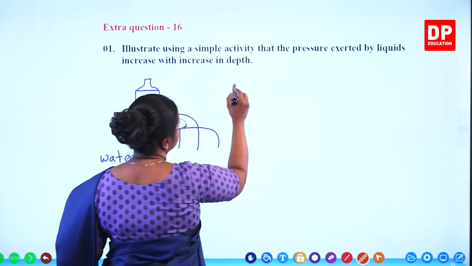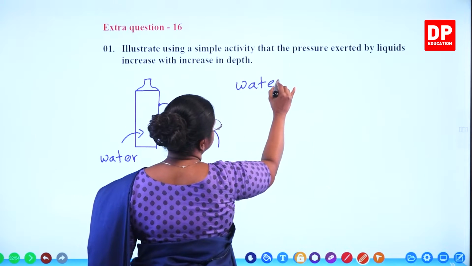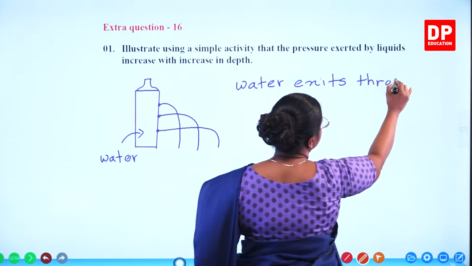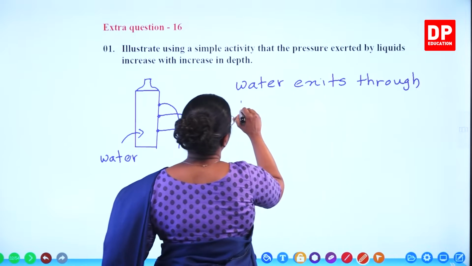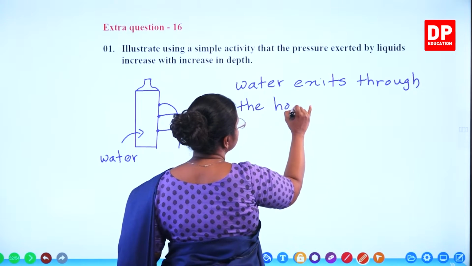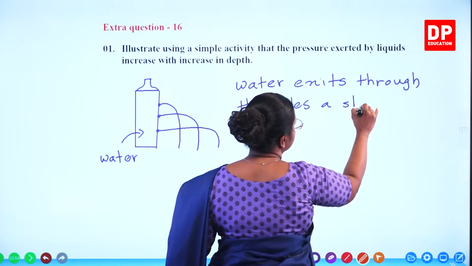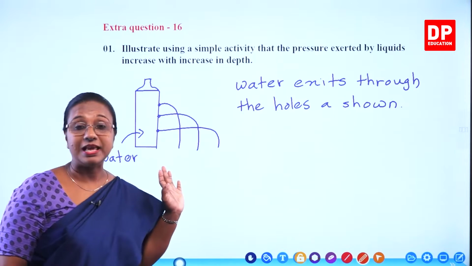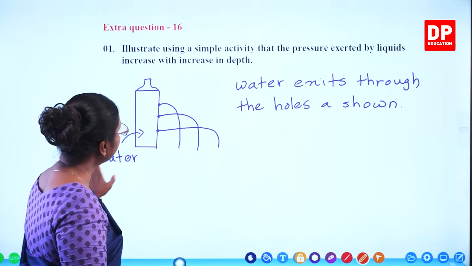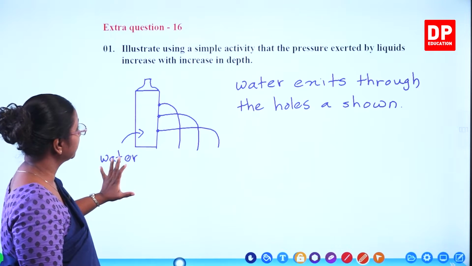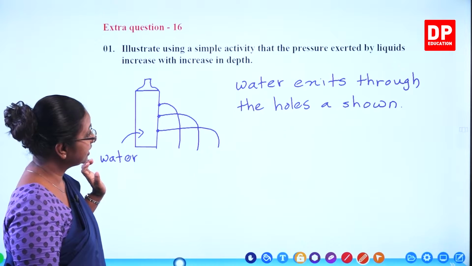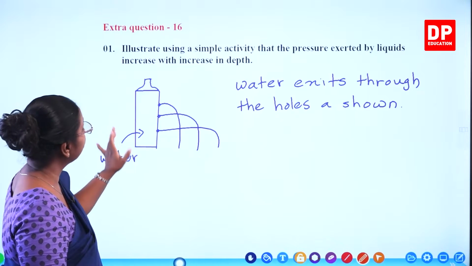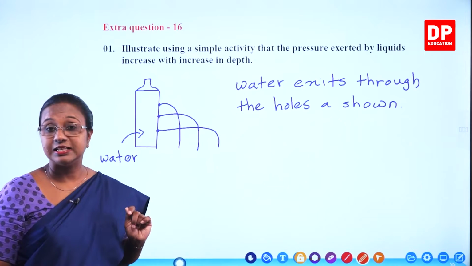So from this, water exits through the holes as shown. Of course, they haven't asked us to explain the activity, so I'm not going to write the steps, but this is the observation. You can see the water exiting through the holes as shown. So from this, how can you explain that the pressure increases with increase in depth?